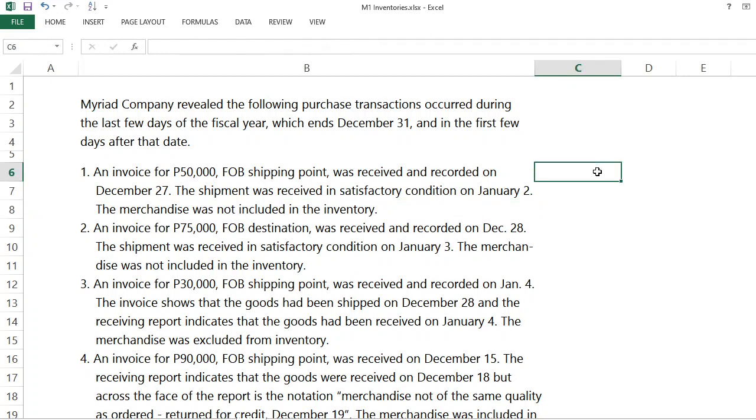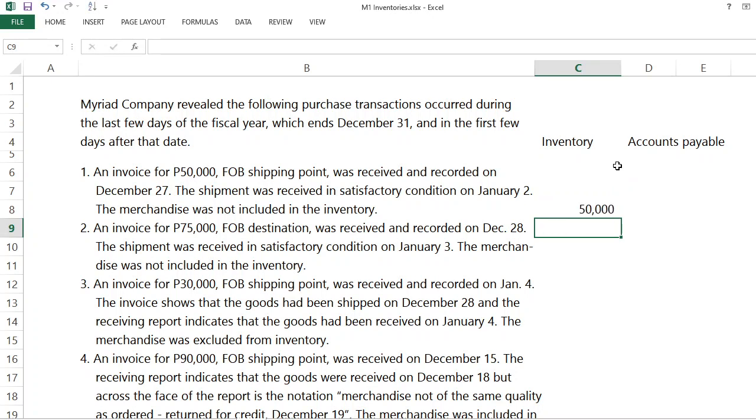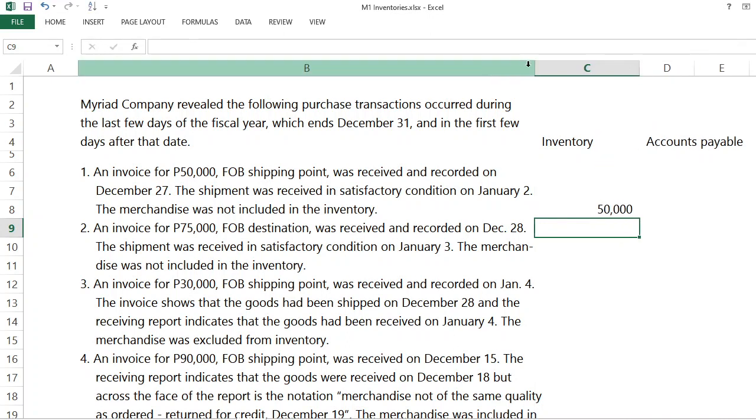So, our analysis is first, since what is being asked are accounts payable and merchandise inventory. We have inventory, and then accounts payable. For this 50,000 shipment, should this be included in our inventory or not? Should this be included in accounts payable or purchases or not? Let's start with FOB shipping point, we are the buyer. If it is shipping point and we are the buyer, whose items are they while they are floating at sea? Shipping point, that is ours already. Since it is ours, it should be included in the inventory count. It was not included. So, we need to add 50,000 as additional inventory count.